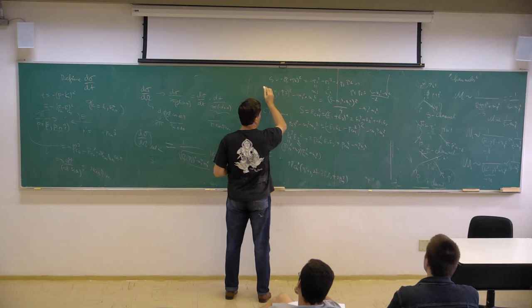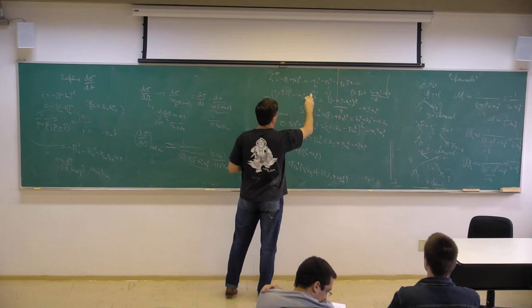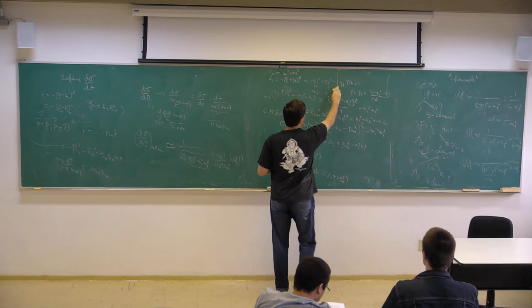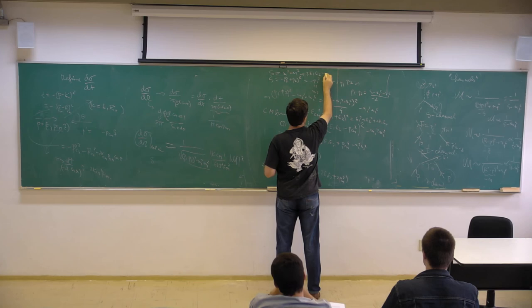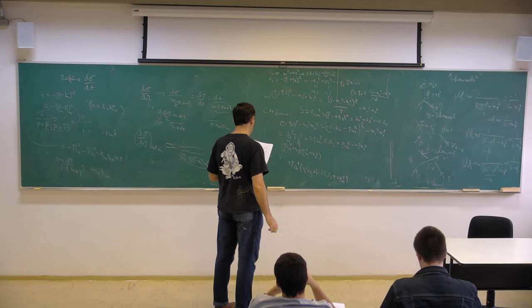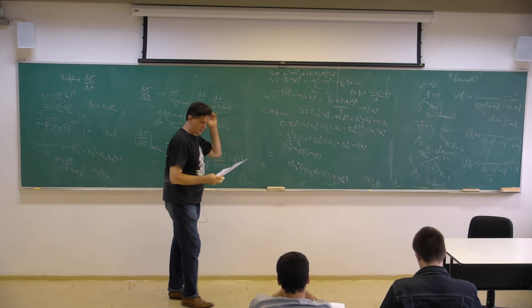I can say that this S is equal to... I can use this formula. So this is m1 squared plus m2 squared, but then minus 2p1 p2, is plus 2p1 p2, minus p center of mass squared. Minus 2p center of mass squared. Right? No, plus 2, because the momenta p1 p2 have opposite directions.